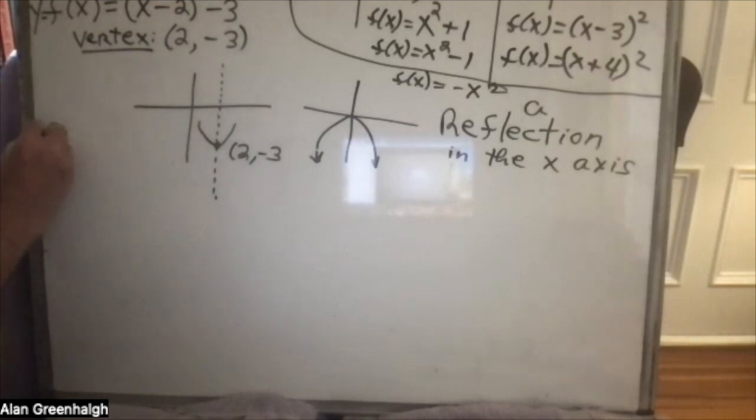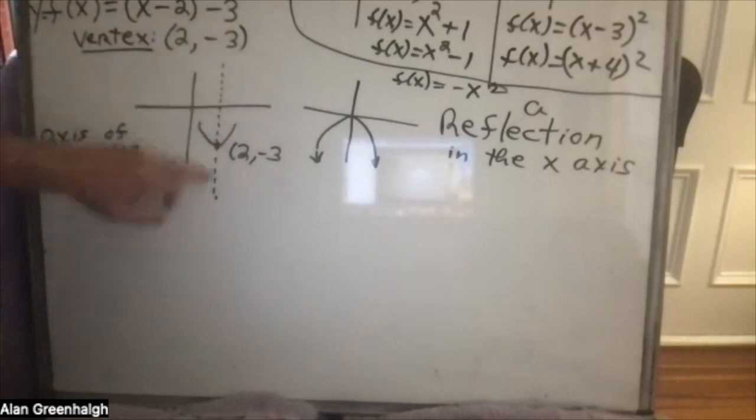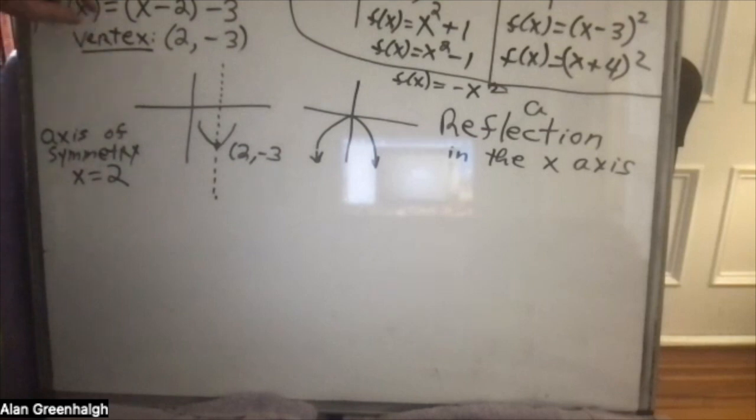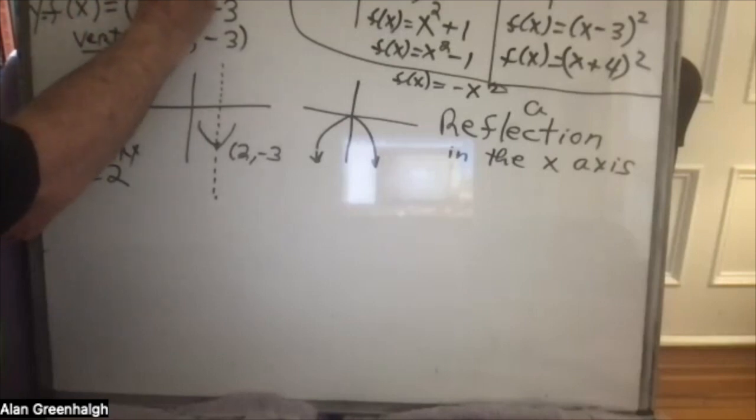So the next thing we're going to look at is something called the axis of symmetry. The axis of symmetry is equal to x equals whatever this is. You see, it goes through the point where x is equal to 2? Therefore, the axis of symmetry is x equals 2. So that's easy, because if the vertex is (h, k), then x equals h will always be the axis of symmetry.